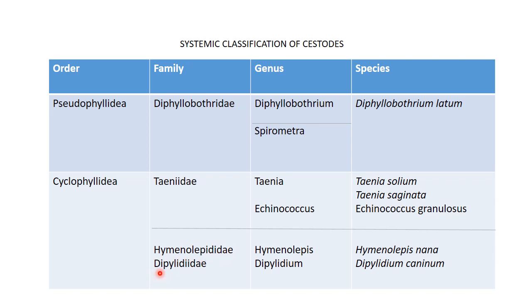Hymenolepididae and Dipylidiidae. Anyways, then we have the genus Taenia under Taeniidae and Echinococcus under Taeniidae. Under the genera Taenia and Echinococcus, the genus Taenia has two species, Taenia solium and Taenia saginata, and the genus Echinococcus has Echinococcus granulosus. Then in the family Hymenolepididae, we have Hymenolepis, and under the family Dipylidiidae, we have Dipylidium. The species are Hymenolepis nana and Dipylidium caninum.